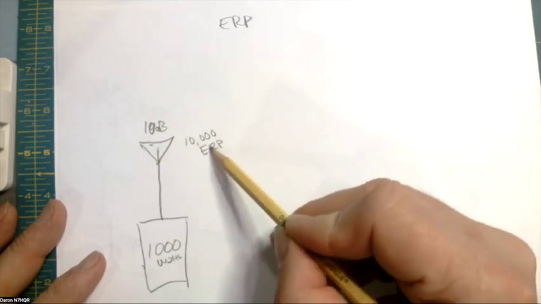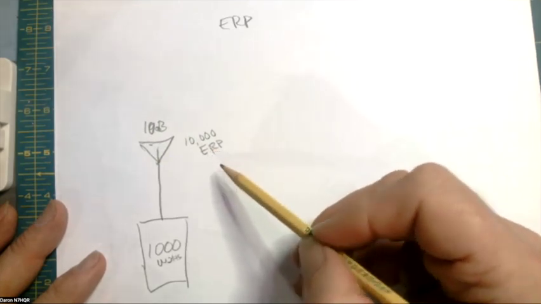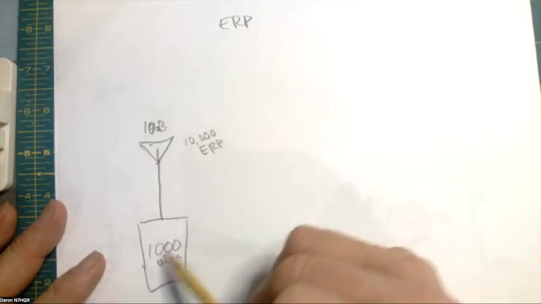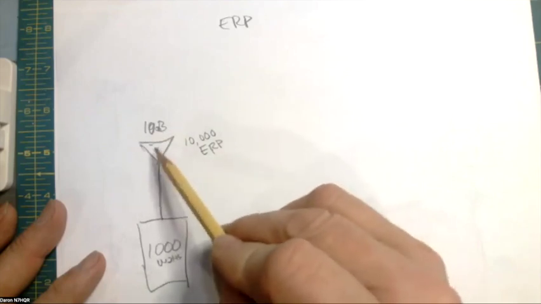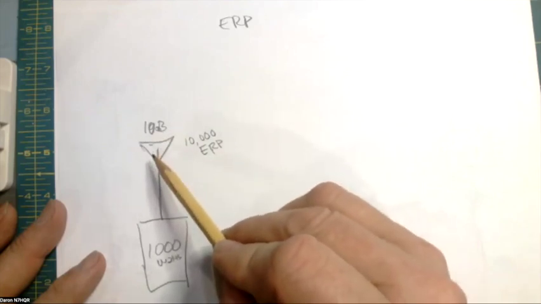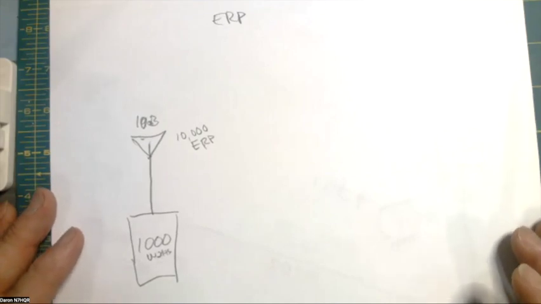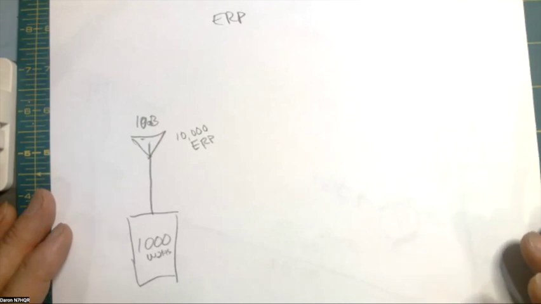So you'll hear ERP a lot, especially with fixed stations like repeaters and microwave systems, because it's not really 10,000 watts at the transmitter. We're just making that gain in the antenna. We haven't really done anything with antenna design or gain yet, but at some point we'll get to that, right, Joe? That is correct, yes.